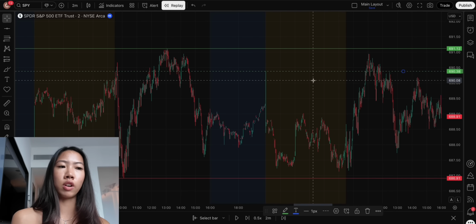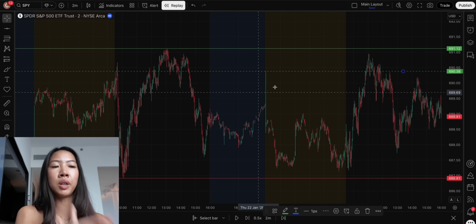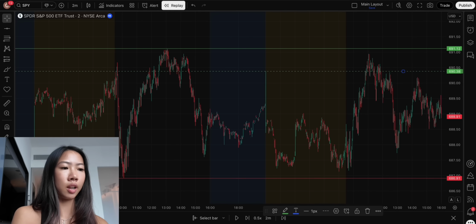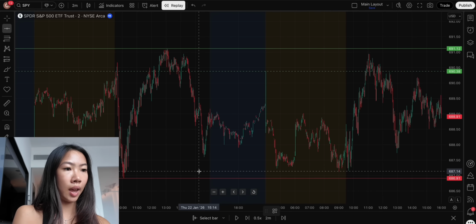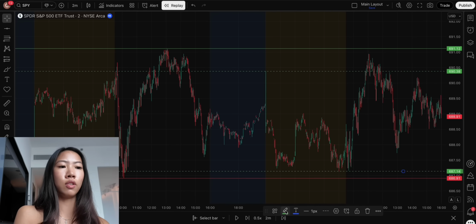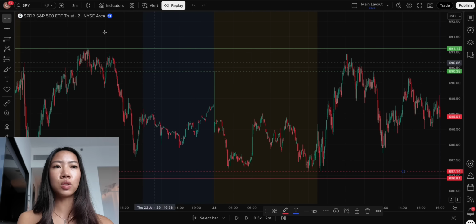So we have a pre-market high as well. I just consider this overnight movement, but to me it's just pre-market because it's before I'm actually trading. We have that high and then we have this low. So those would be key levels to watch out for. So these are the levels we have.